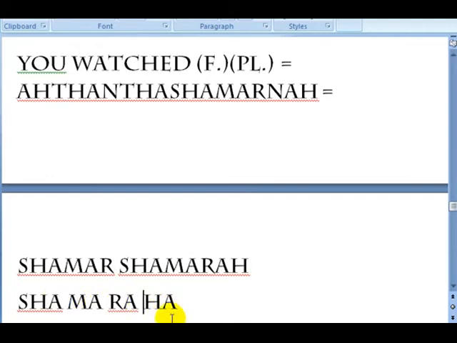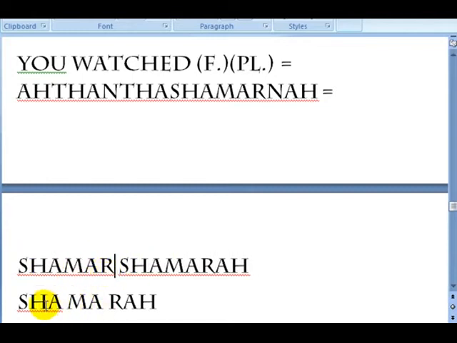But then these two would connect. The ra and the ha would connect, right? I'm sorry, the ra and the ha would connect, so you would drop the a at the end off, shamara. See how you got here? It would have been sha, ma, and a ra. Well, really, when you put it together, this last a here would be gone to connect the shamar.